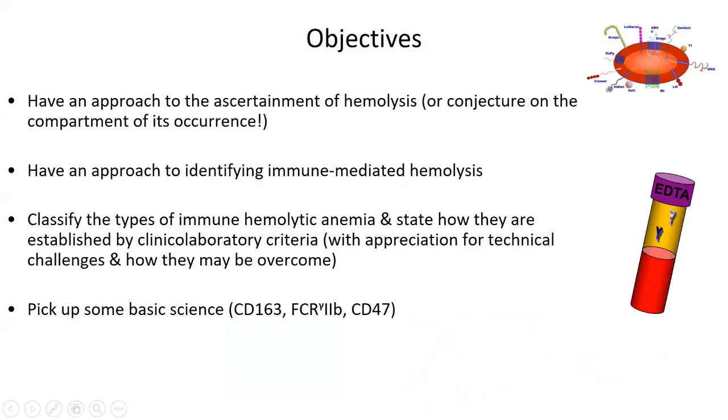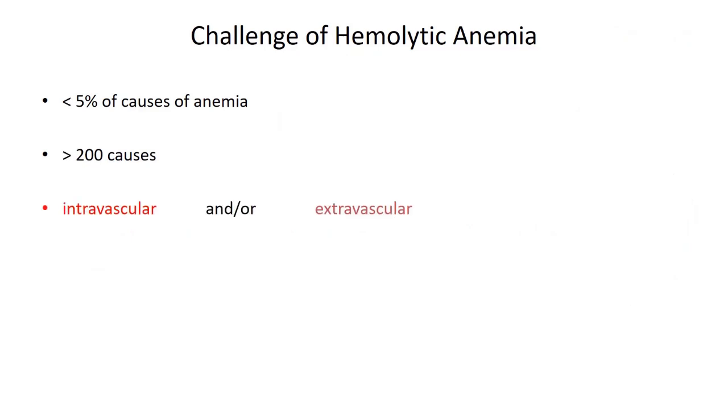And along the way, we'll pick up some basic science, mentioning players like CD163, Fc gamma receptor 2b, and CD47. The challenge of hemolytic anemia is that it isn't often the cause of anemia itself, i.e., at less than 5% of those cases. And yet, there are over 200 ways to hemolyze. The most important simplification scheme is to classify into the binary of either intra or extravascular compartments of occurrence. This usually aligns with non-immune versus immune.